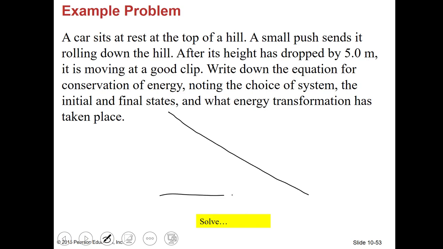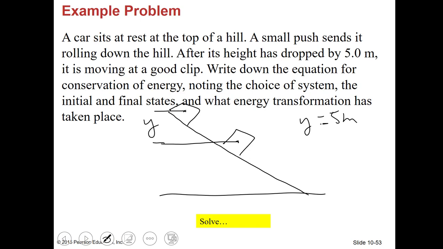Top of a hill, we start here, and then we're going to drop down by 5 meters. Okay, I'll just look at the center of this. So this distance is y. That's the 5 meters. When we began, we were at rest, we just had gravitational potential energy.